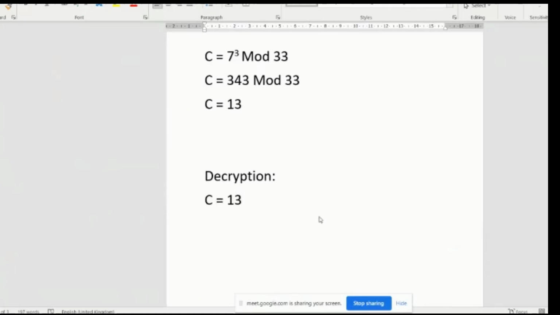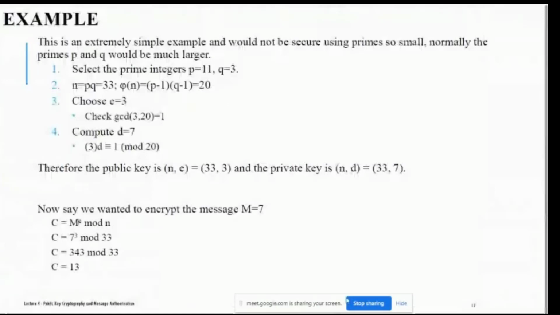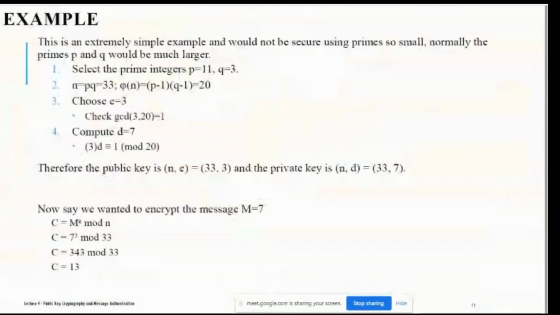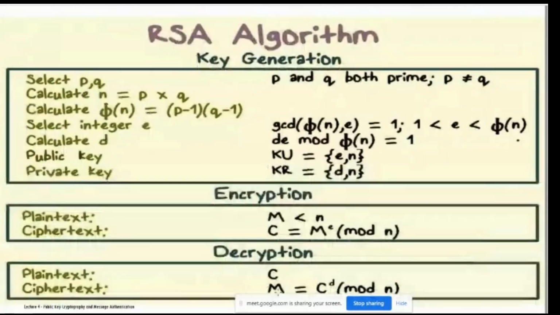Now what is the algorithm to convert this into plain text? That means the formula. M is the message, that means the plain text. So M is equal to C, the ciphertext, to the power of D, mod N. So this is the formula.